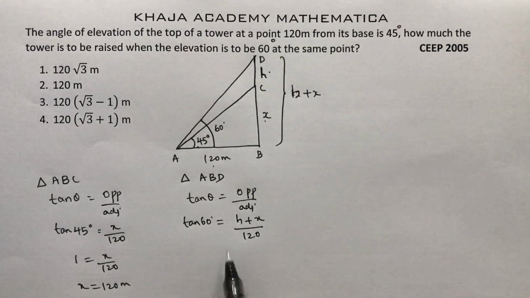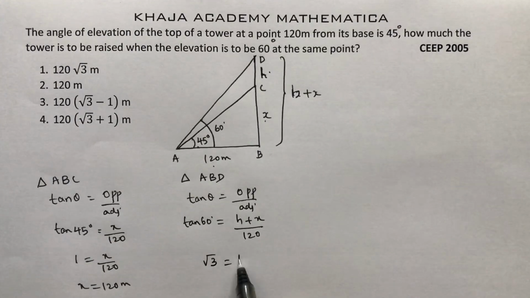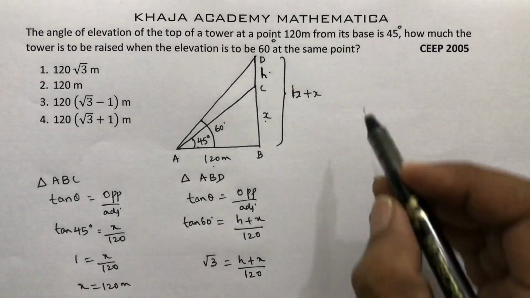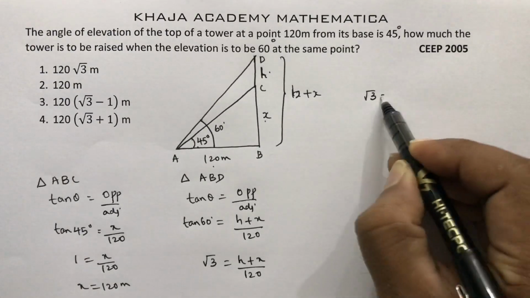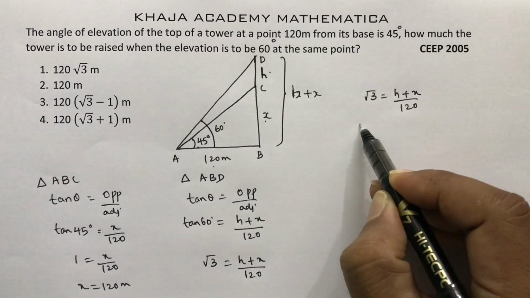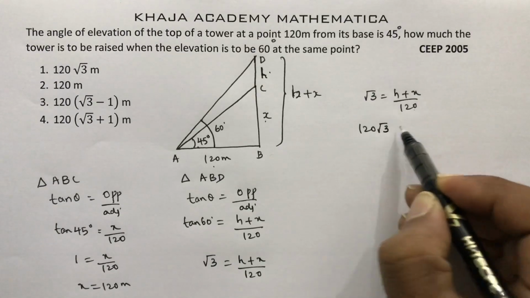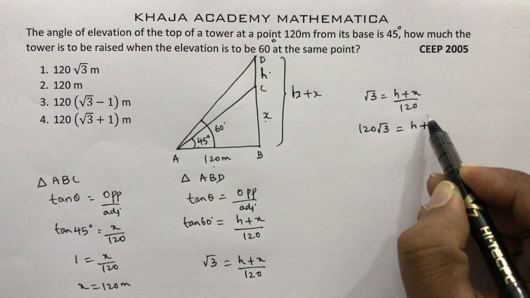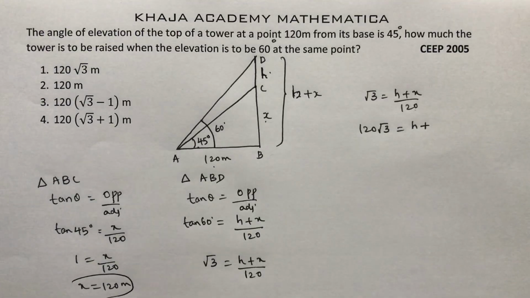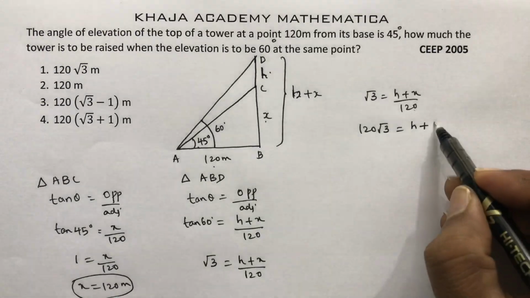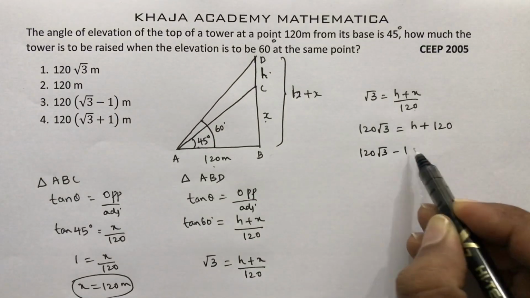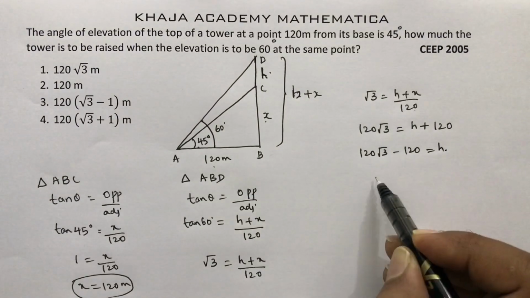Tan 60 is root 3. So root 3 equals H plus X by 120. If we cross multiply, 120 root 3 equals H plus X. But in place of X, I can write 120. So 120 root 3 minus 120 equals H.